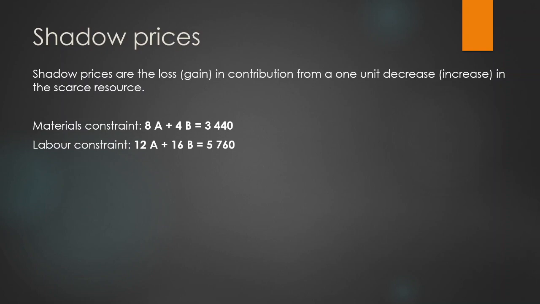We can calculate the shadow price of materials by increasing our available materials by 1 unit. So instead of having 3,440 units of materials, we now have 3,441 units. Once again, we need to solve the equation simultaneously to find our new optimal production mix. Pause this video and give it a try to see what you come up with.